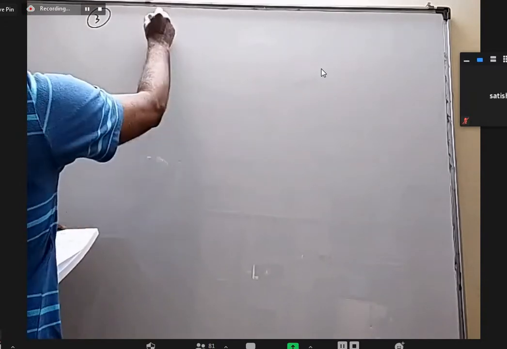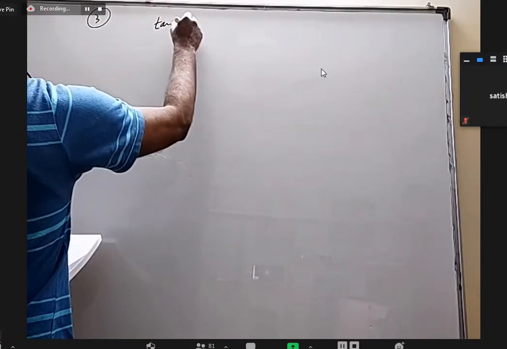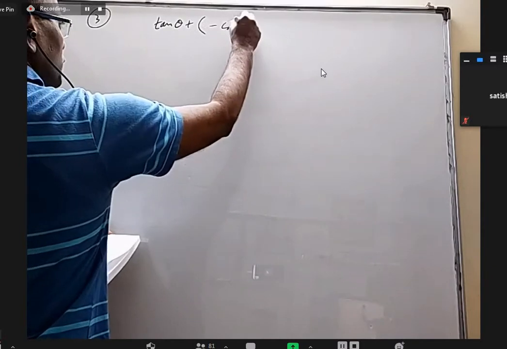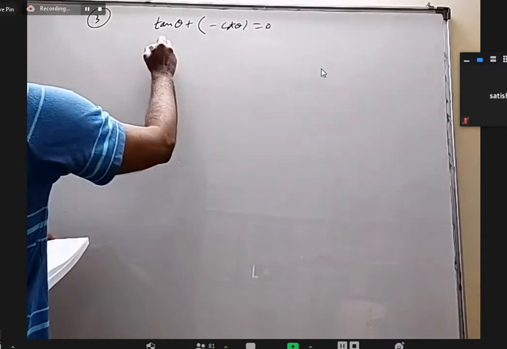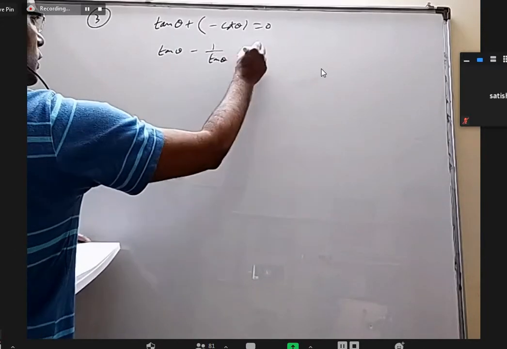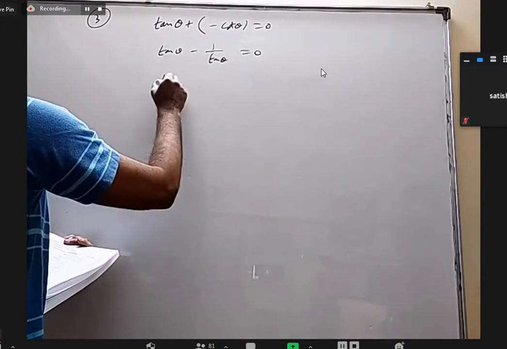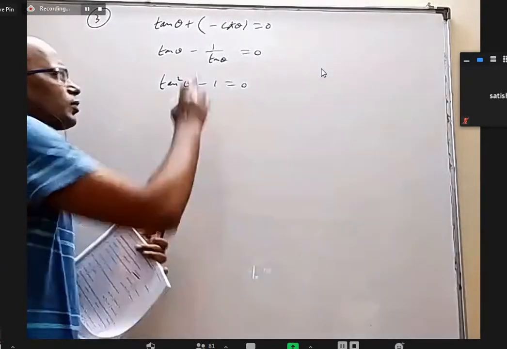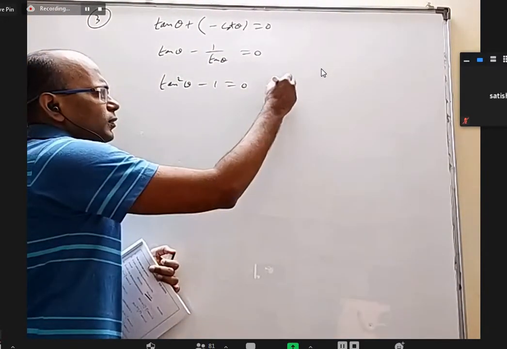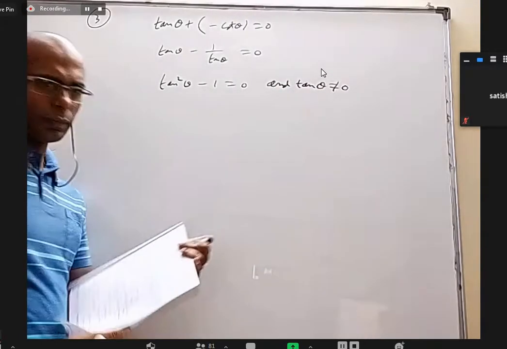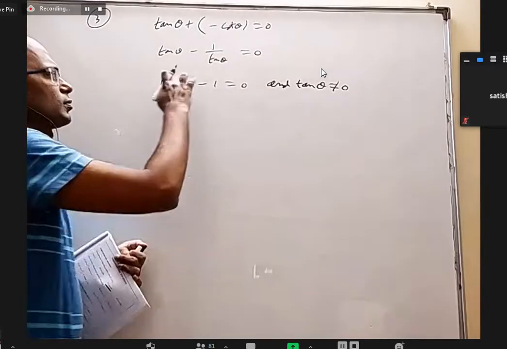Okay, third one. Tan theta, tan 90 plus theta is minus cot theta. Tan theta minus 1 by tan theta equal to 0. You can multiply by tan theta: tan square theta minus 1 equal to 0. Of course, whenever we are removing the denominator, we should also write that it should not be 0. That's not going to come in the answer anyway, but still, sometimes you have to see that.